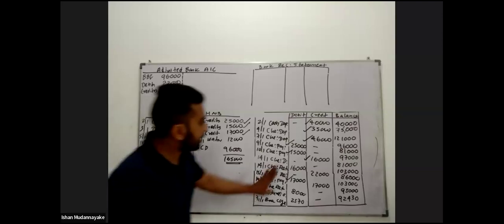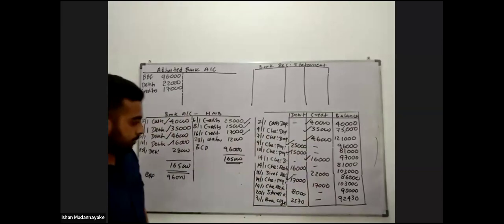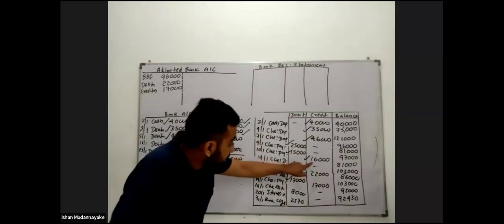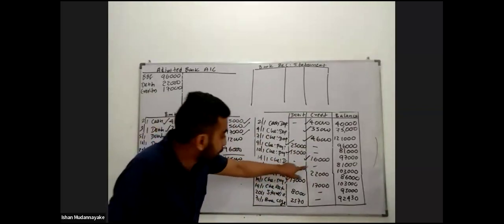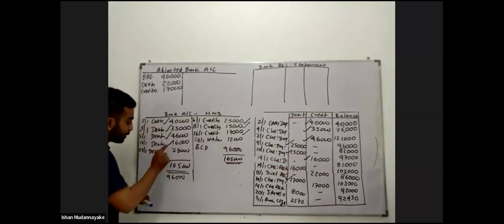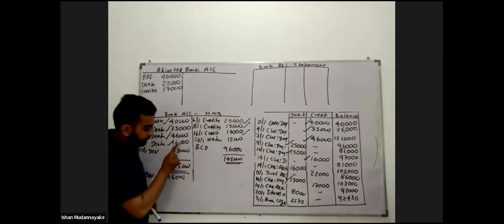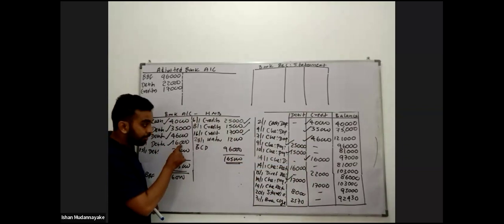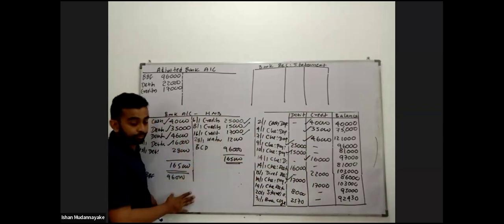Now look at the debit side of the bank statement. Here 16,000, a deposited check that was returned. How to record this 16,000 check? Since the deposited check was returned, you need to credit this 16,000 in the bank account. The debited check you need to credit.